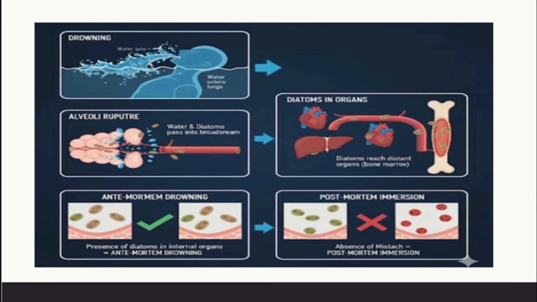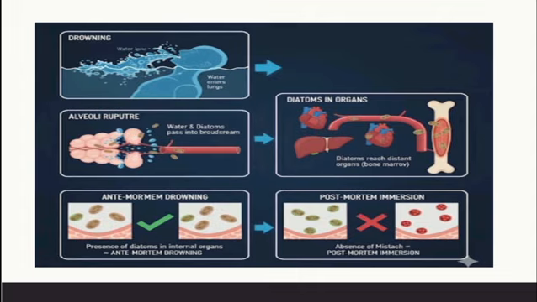So here is a pictorial representation of how diatoms accumulate in the bone marrow. The drowning happens, and then the respiration happens, the breathing happens, and by breathing, the water reaches the lungs, and then it ruptures the alveoli and reaches different organs, including bone marrow. And when examining the bone marrow, if we find presence of diatoms, it is considered as antemortem drowning. The person was alive before it was drowned.